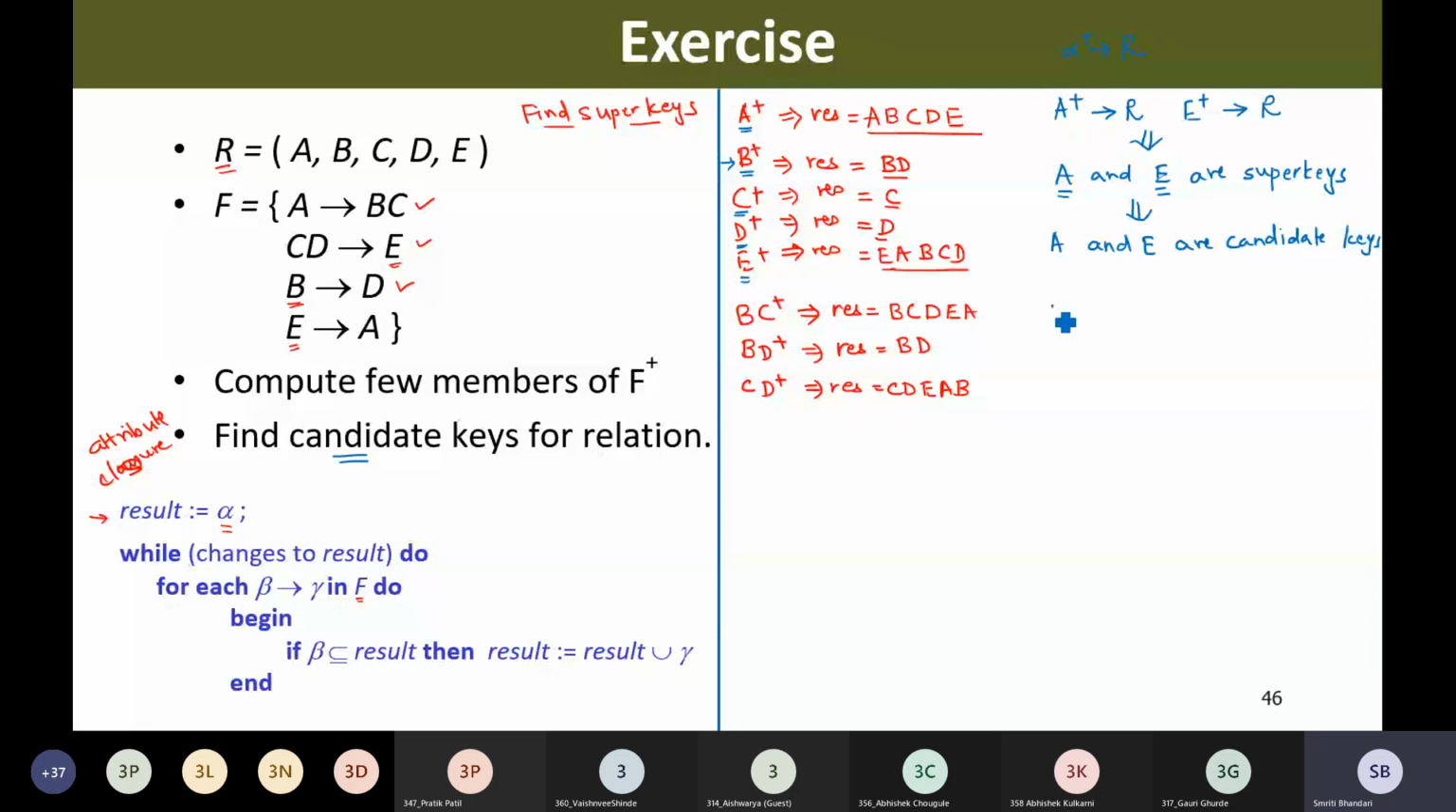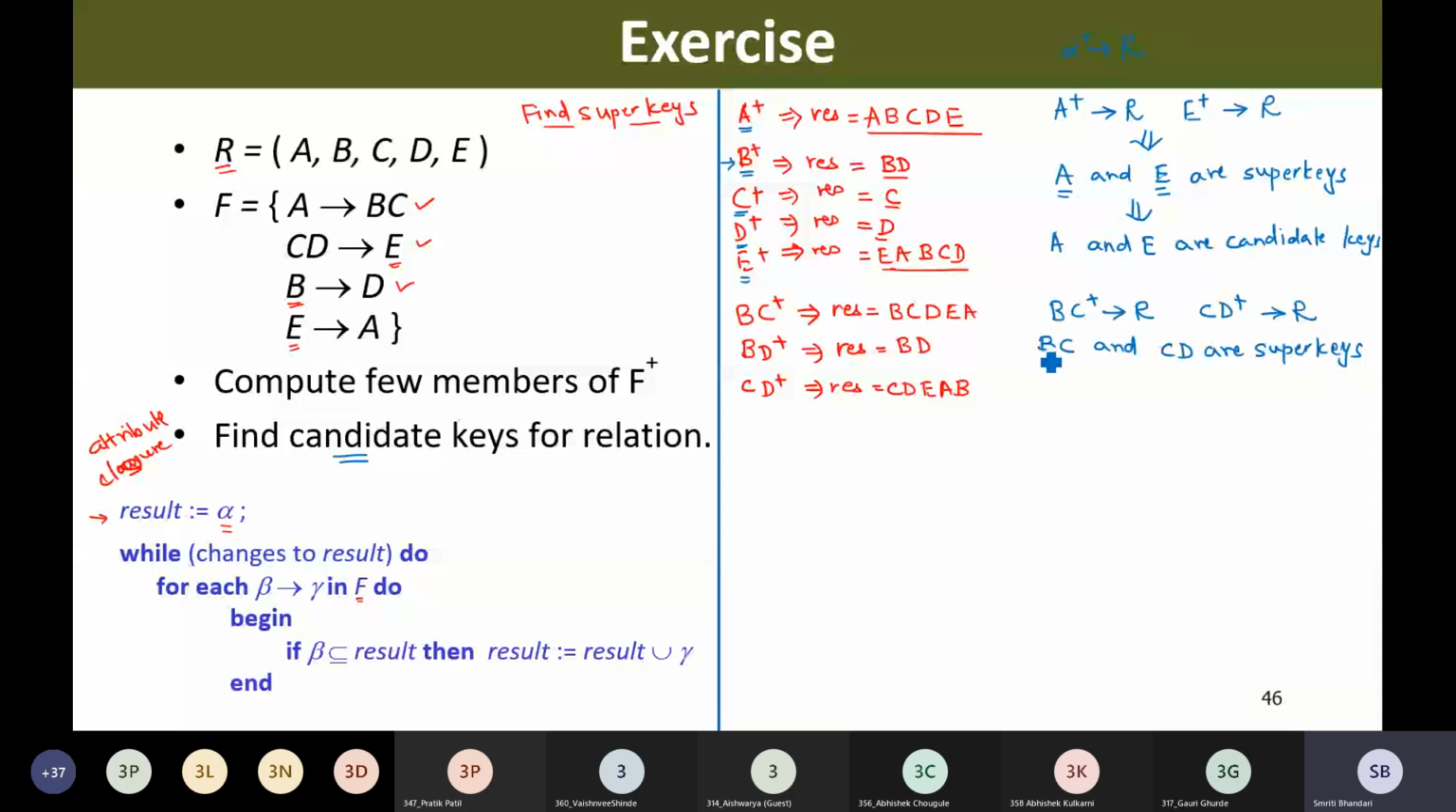We may infer now that BC plus is determining all the attributes of R. CD plus is also determining all the attributes of R. Or rather, BC plus contains all the attributes of R, and CD plus also contains all the attributes of R. So we may declare now that BC and CD are also super keys.